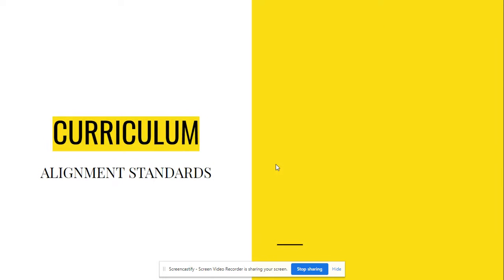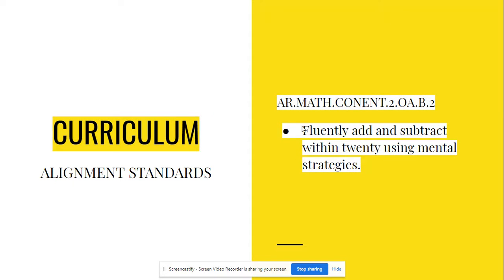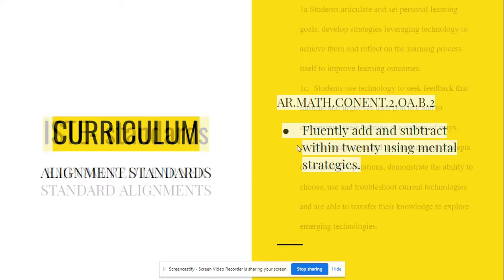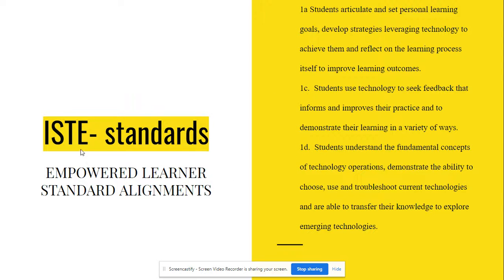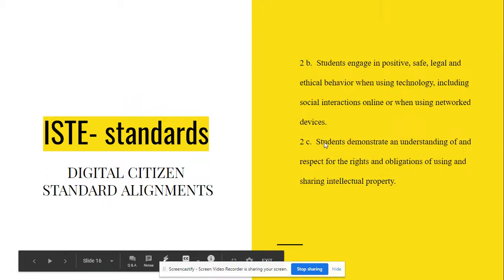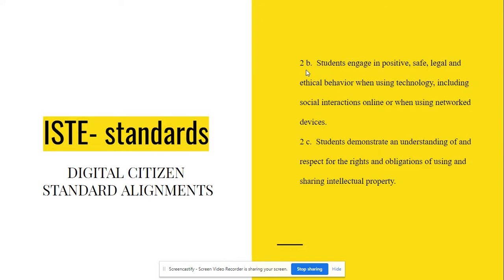And for these curriculum alignment standards, this is a math standard 2, fluently add and subtract within 20 using mental strategies. And there's a bunch of technology standards for the empowered learner. As you can see, they got all but one of them right here. Then you got the digital citizen standards. They've got a couple, like 2B and 2C.